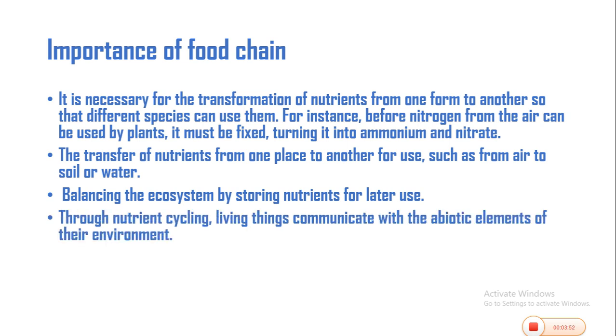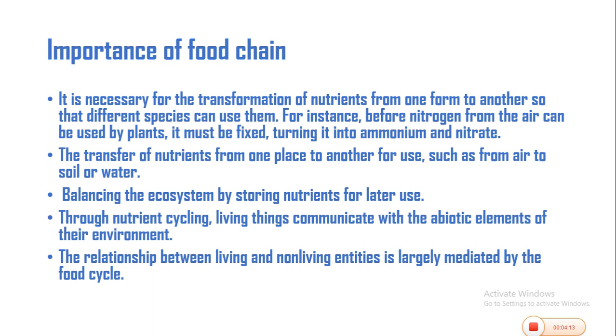Another importance is that through nutrient cycling, living things communicate with the abiotic elements of their environment. Living things like human beings, animals, even the plants, communicate with the abiotic, the non-living elements of their environment. The relationship between living and non-living entities is largely mediated by the nutrient cycle.